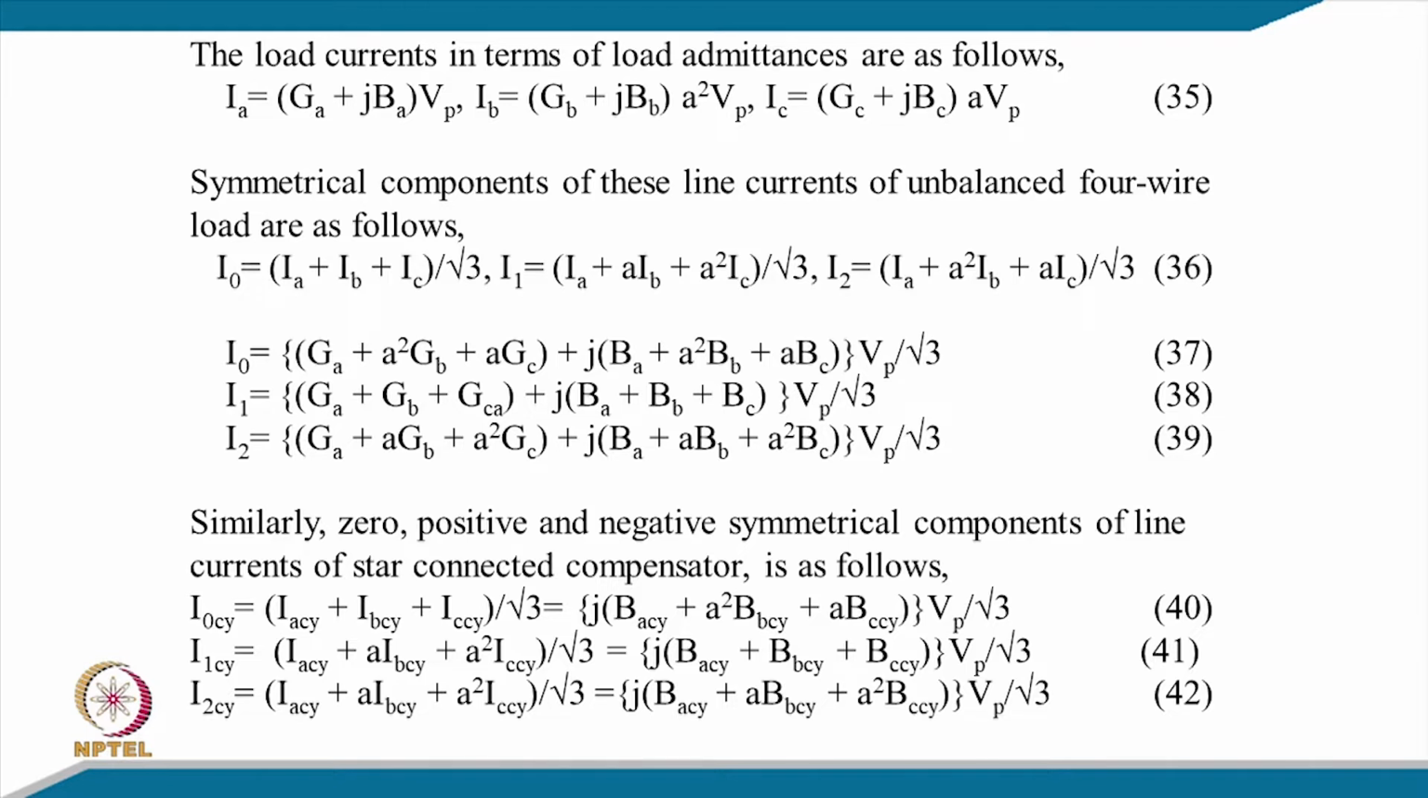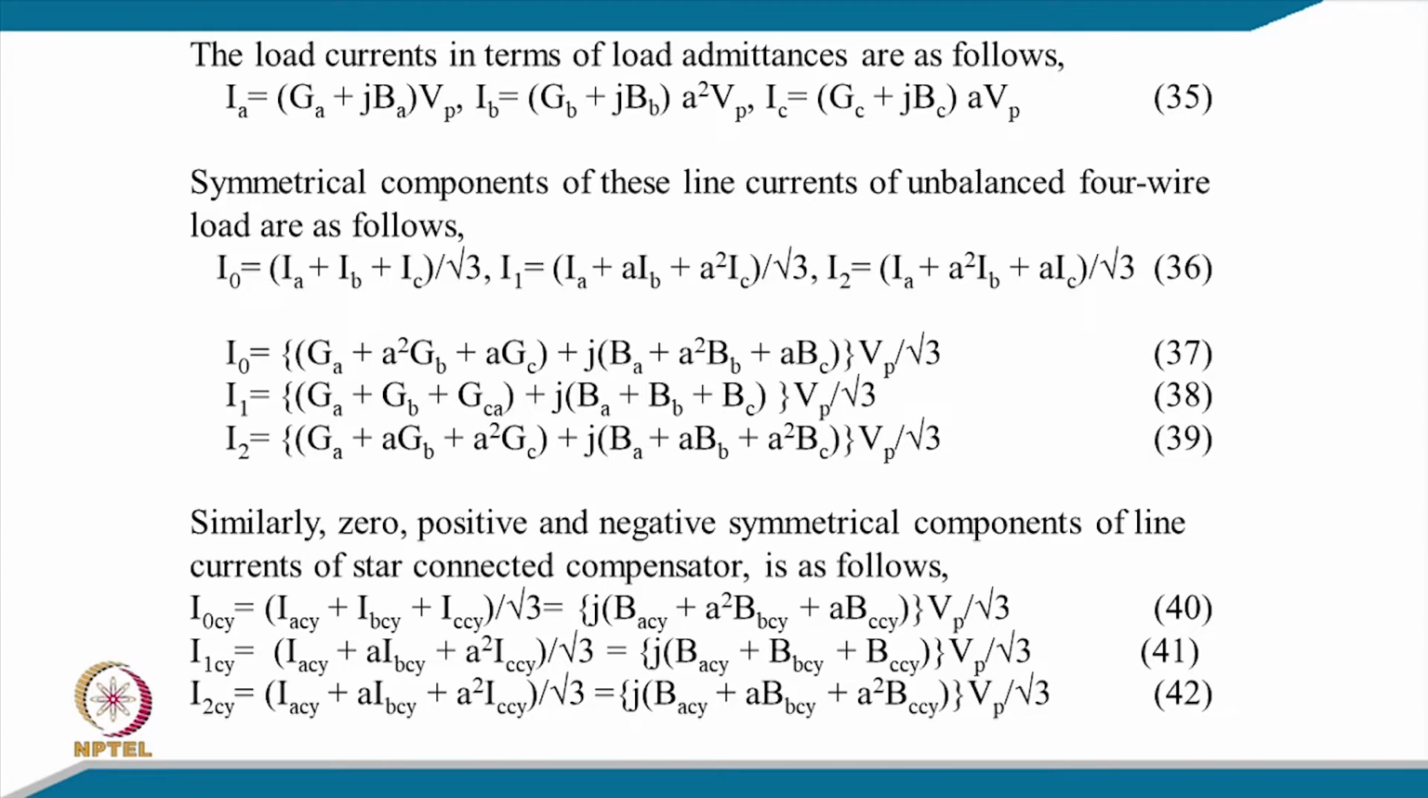Well, if you put the values of IA, IB, IC from equation 35 in these equations for the zero sequence current I0, positive sequence current I1 and negative sequence current I2, then I0 can be written directly from the above relation as (GA plus a squared GB plus a GC) plus j (BA plus a squared BB plus a BC), into Vp by root 3. Similarly, I1 can be written as equal to (GA plus GB plus GC) plus j (BA plus BB plus BC), into root 3 Vp by root 3.